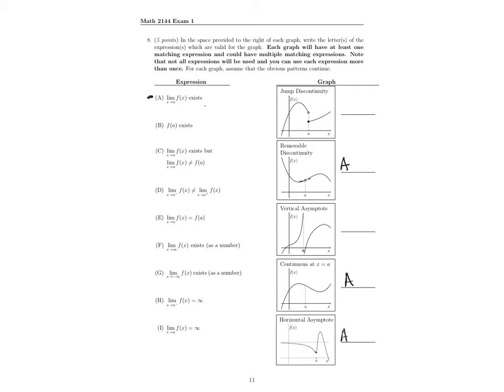All right, what about the next one? For B, I need to find f of A exists. At A, the function is defined, so B works here. For this one, there's a hole at A, so B does not work there. For this one, there's an asymptote, and it's not defined at A, so there's no B there. How about here? It's defined at A, yep, so B is true there. And for this one, f of A is defined there, so put a B there.